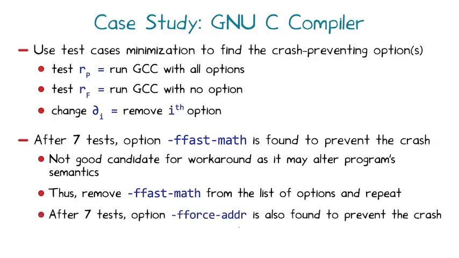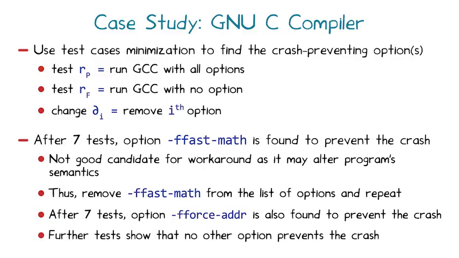Again, after 7 tests, it turns out the option -f_force_addr also prevents the crash. So far, we have determined that 2 of the 31 options prevent the crash. Running GCC with the remaining 29 options shows that the crash persists. So it seems we have identified all the crash preventing options.